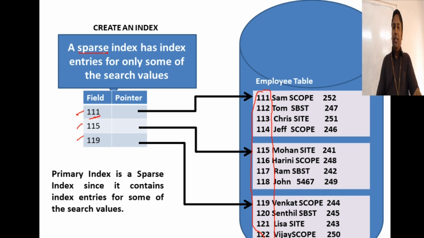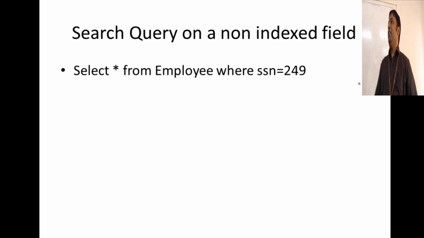See, you take a look at this employee record here. I have 111, that is the employee ID, name SAM, department is scope. This is the SSN field, social security number, shortened for easy reading. So social security number is also a unique field for every employee. And why can't I do this query? Select star from employee table where SSN is equal to 249. Now I'm not using the ordering key, the primary key. I'm using a non-indexed field.